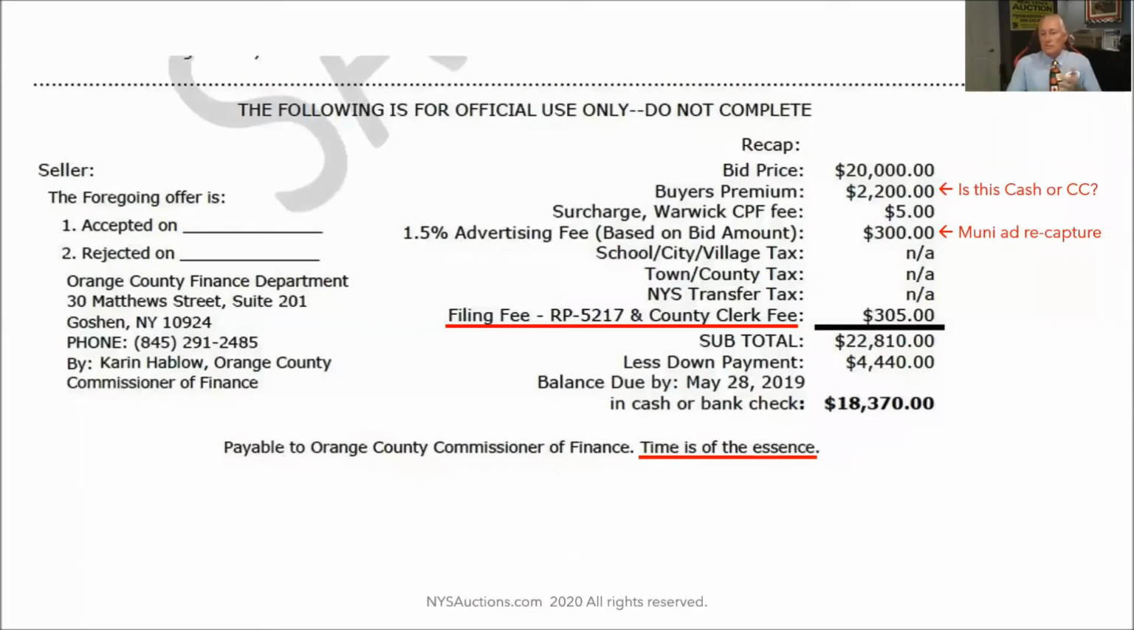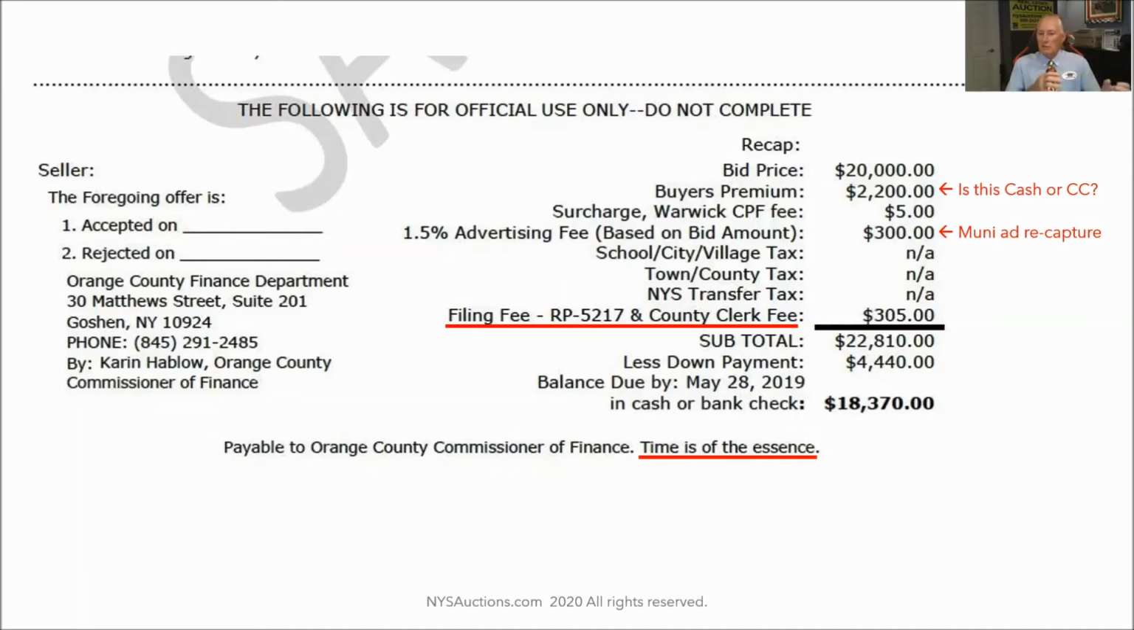There's a surcharge processing fee. There's an advertising recapture fee in Orange County. Most municipalities incur some type of advertising fee paid by the buyer. This helps them pay for the marketing plan that exposes the property to market. There may be the filing fees with New York State, that RP 5217, and the county clerk fee. But our computer will calculate all of this for you so that once we subtract your down payment at auction, there's a bottom line due at closing date. And that's what you're going to have ready.